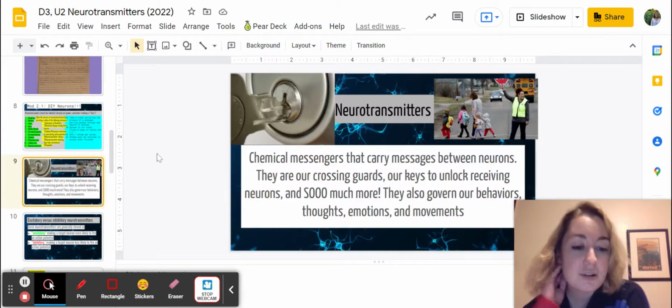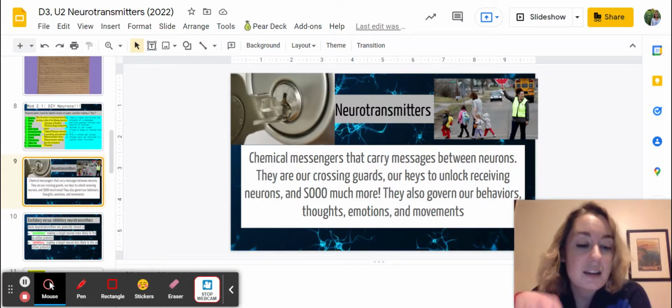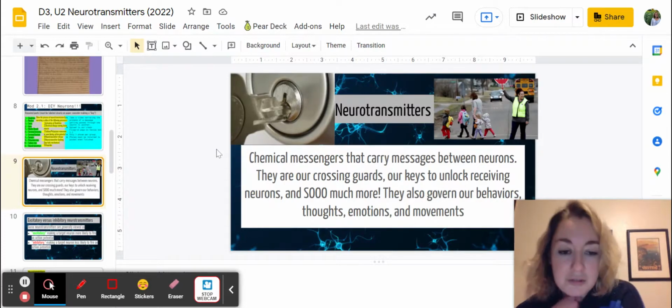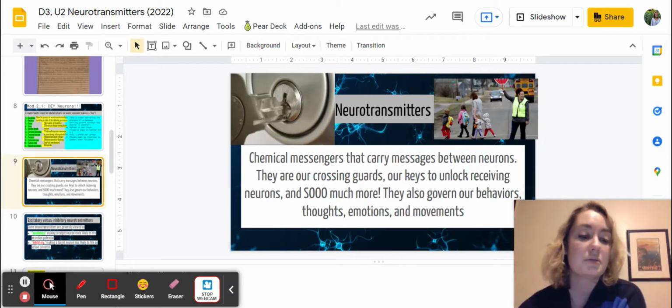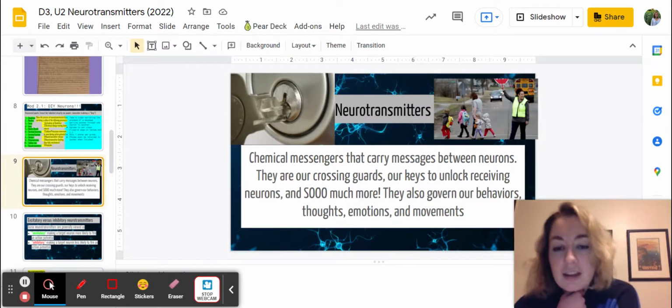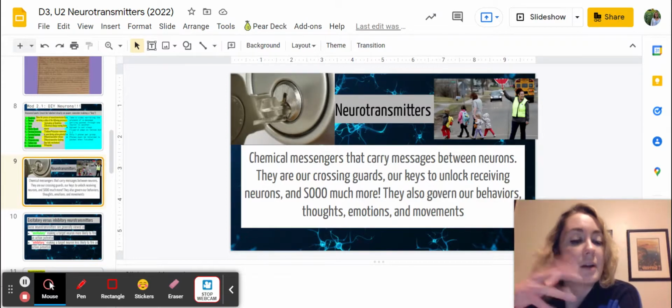So like I said, neurotransmitters are really important in crossing the synapse and allowing that message or impulse to move on to the next neuron and continue that domino effect of firing and sending that message. So I said there are crossing guards that help us do that, and they also act as the keys in the key lock mechanism to open up the dendrites on the receiving neuron to send that message through. But we're going to see there's so much more, and that they're also responsible for kind of governing our behavior.